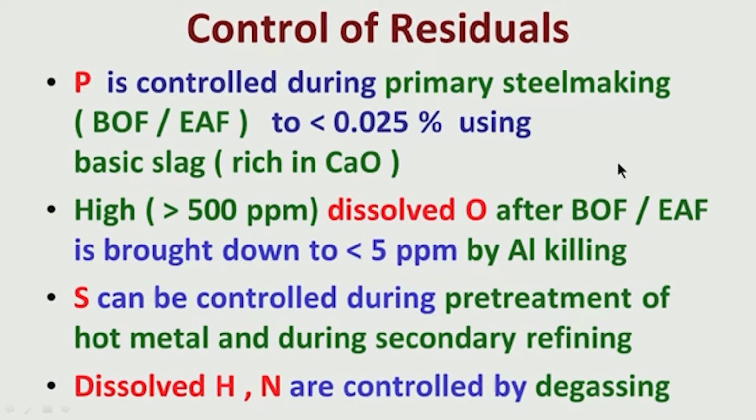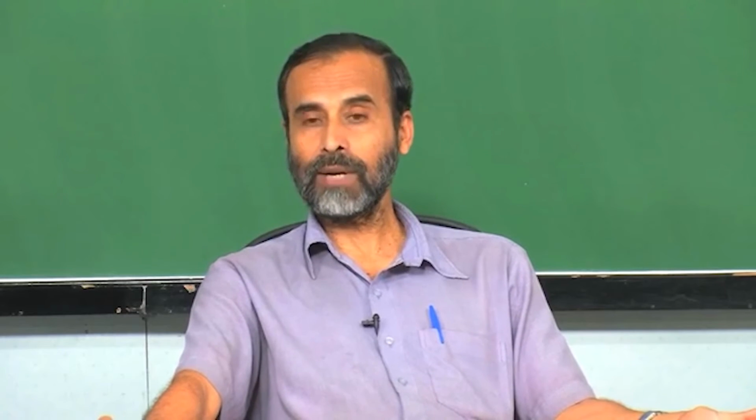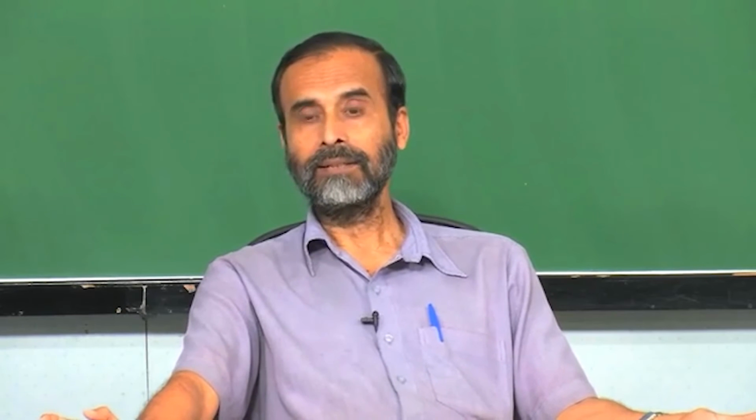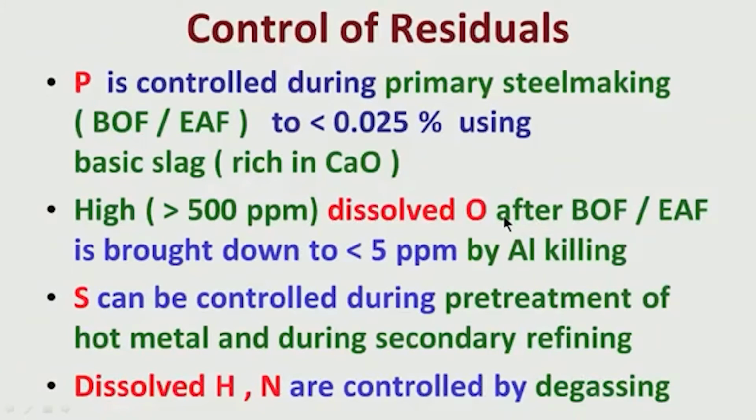Such a big amount of oxygen is of no use in the final steel, because it is liquid steel. When we cast it, this oxygen will come out of the steel and create a lot of pores. That means a lot of porosities will be there. It will be like a strainer, the cast steel. We cannot use the steel strainer because of a lot of holes and pores. So, this high amount of dissolved oxygen has to be brought down after BOF or electric arc furnace stage.